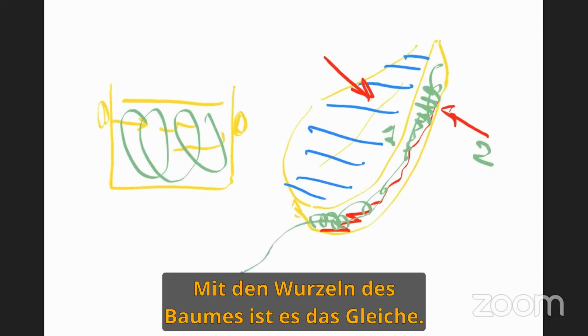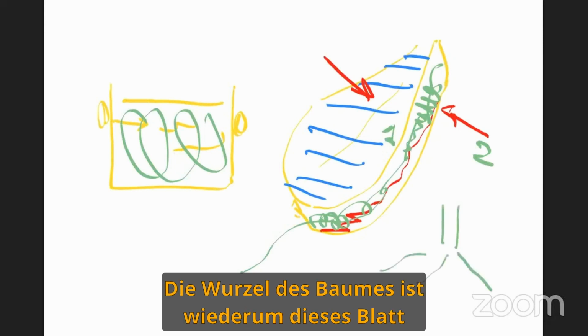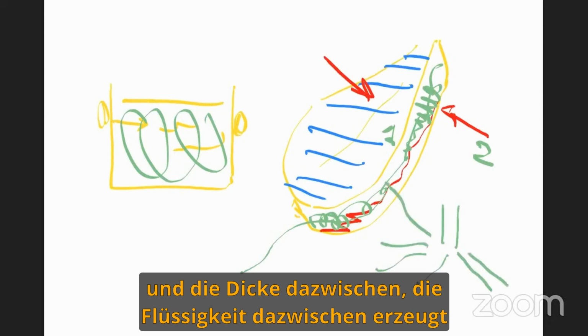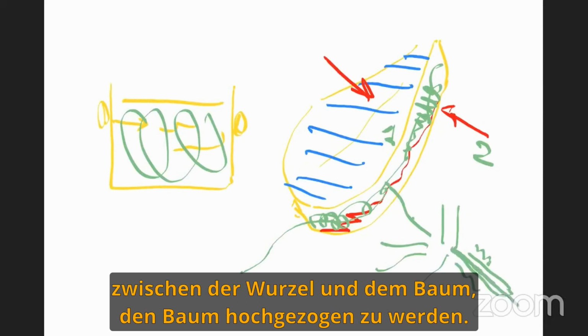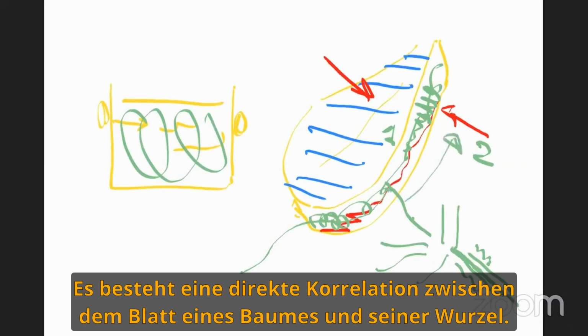It's the same with the root of a tree. The root of the tree, again, is that leaf. And the thickness in between, the liquid in between, creates a magnetic field difference that allows the food between the root and the tree to be pulled up the tree. There is a direct correlation between the leaf of a tree and its root.